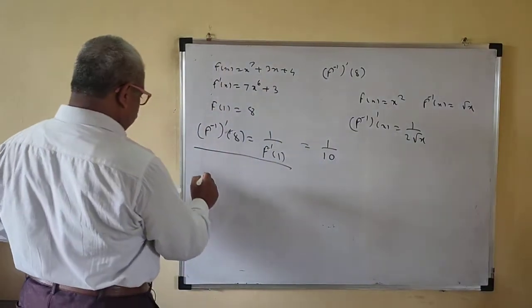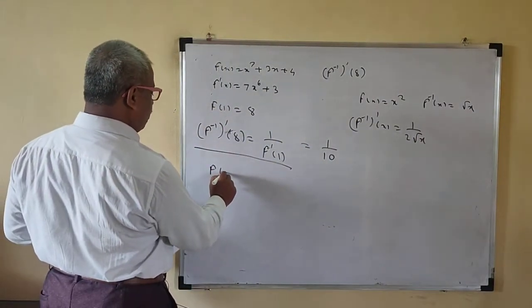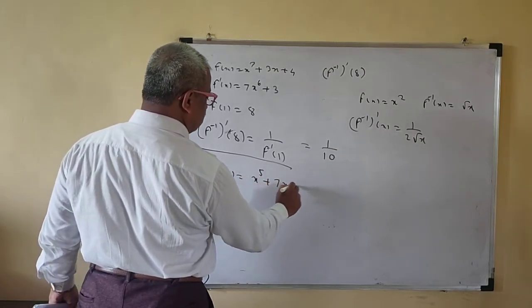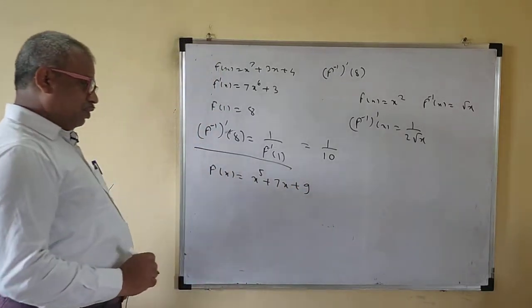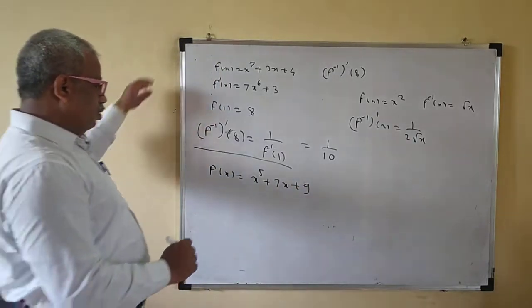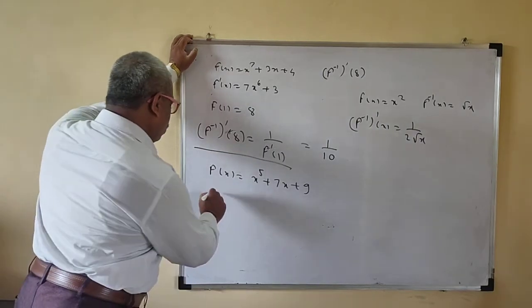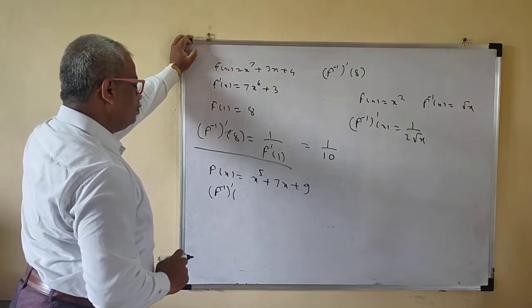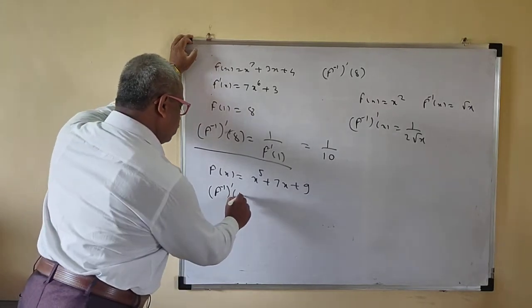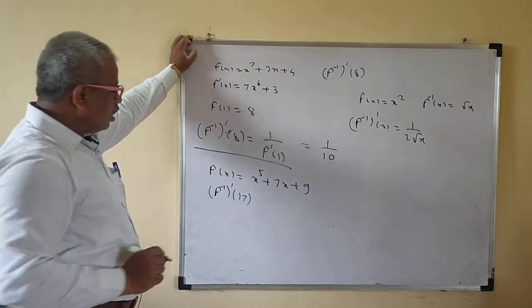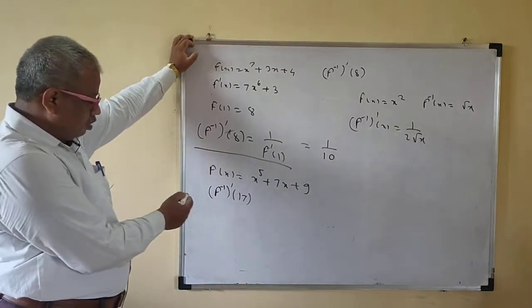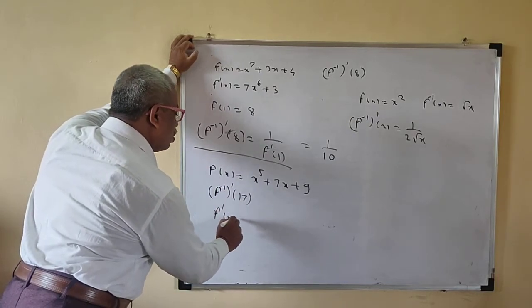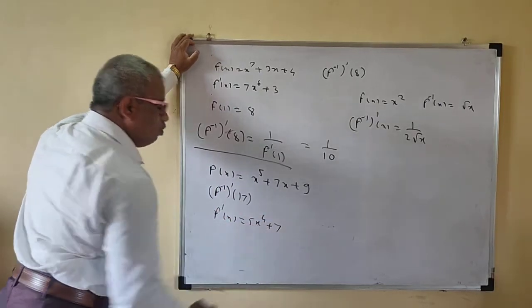Remember this. Now take this example: suppose f of x is equal to x raised to 5 plus 7x plus 9. You want to find f inverse dash of 17. This f of x is given to you. So f prime x is equal to 5x to the power 4 plus 7.